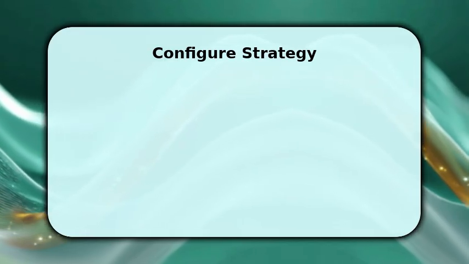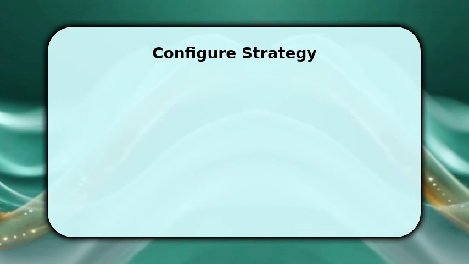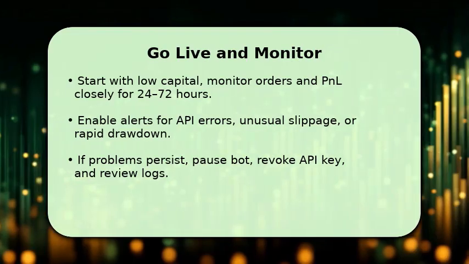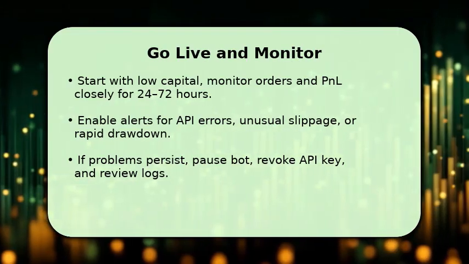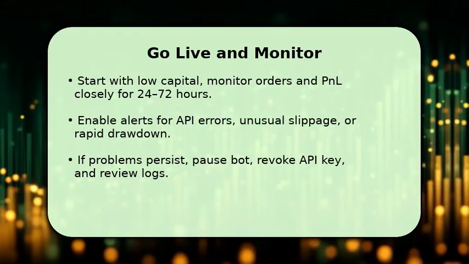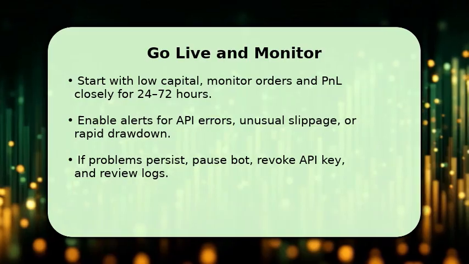This reduces surprises when moving to live trading. Finally, go live with a conservative allocation and watch trades closely for the first 24 to 72 hours so you understand real execution and slippage. Make sure to enable alerts for API errors, high slippage, or rapid drawdown so you catch issues early.